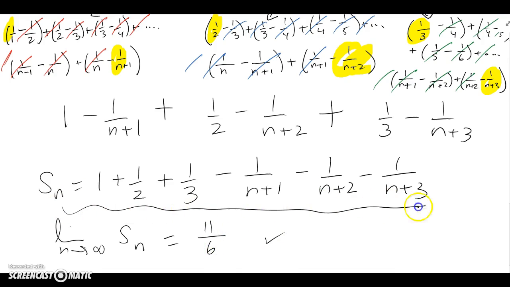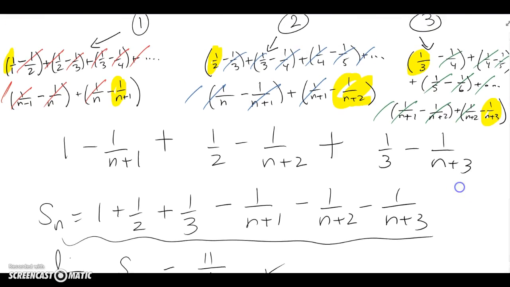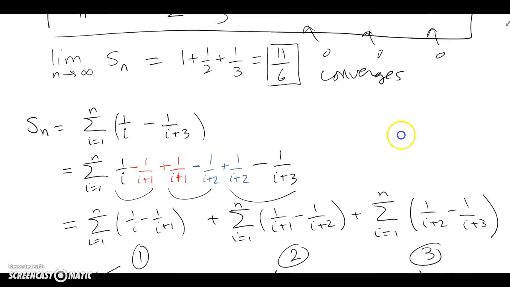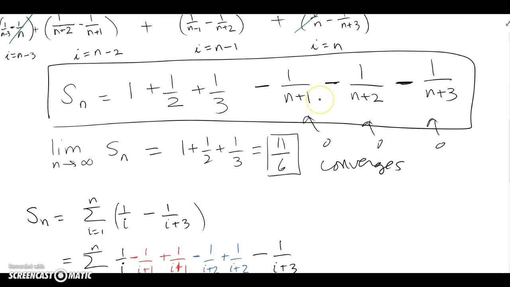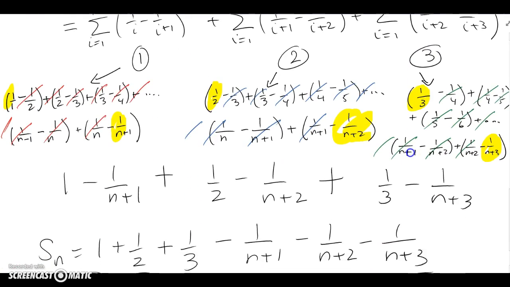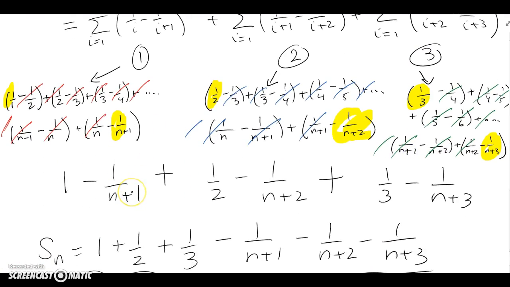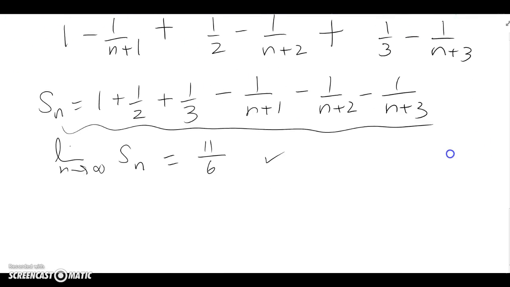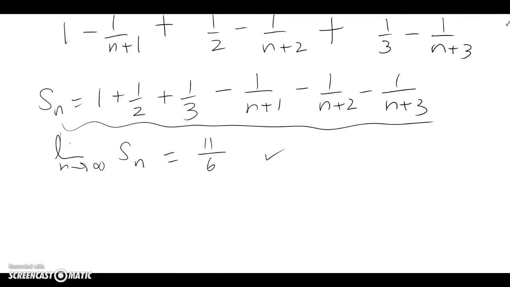So the partial sum that we got with this process, which does seem longer and more expansion, is the exact same partial sum we got the other way. But the second method may be easier for some of you because there's nothing being skipped and things are just canceling right next to each other. So it was a telescoping sum which converged to 11/6.